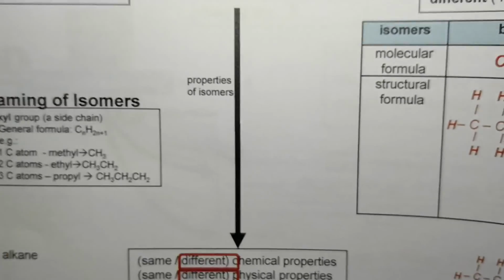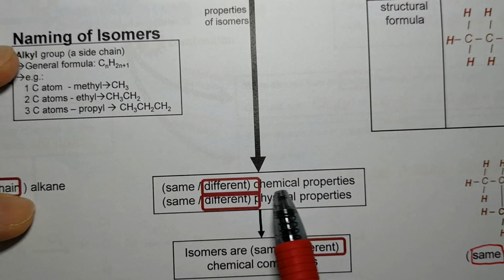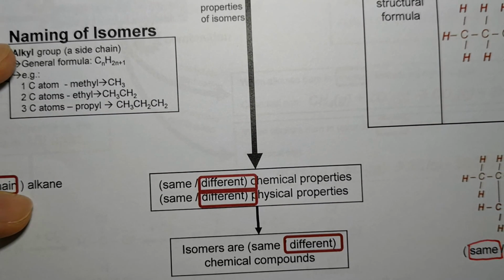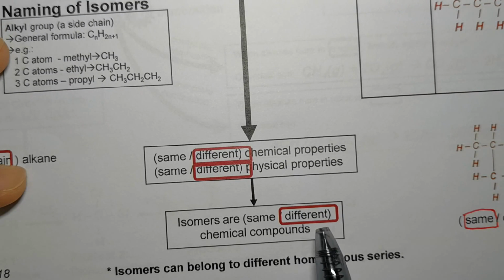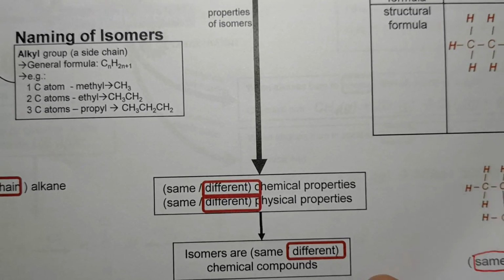Now let's look at the properties of isomers. Isomers have different chemical properties and different physical properties. Everything is different. They are basically different chemical compounds, even though the molecular formulas are the same.